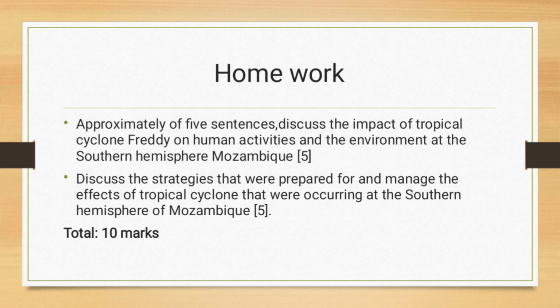Number 1 is 5 marks. Number 2: Discuss the strategies that were prepared for and used to manage the effect of tropical cyclones occurring in the southern hemisphere of Mozambique. So also it's 5 marks. Total marks is 10 marks.